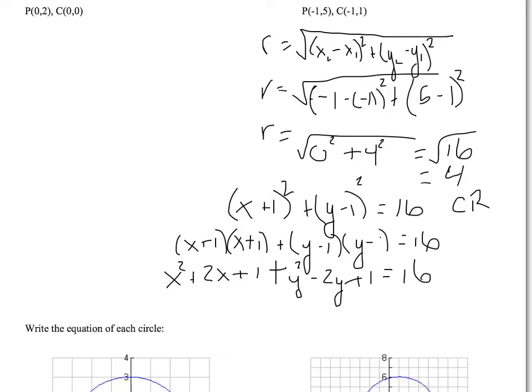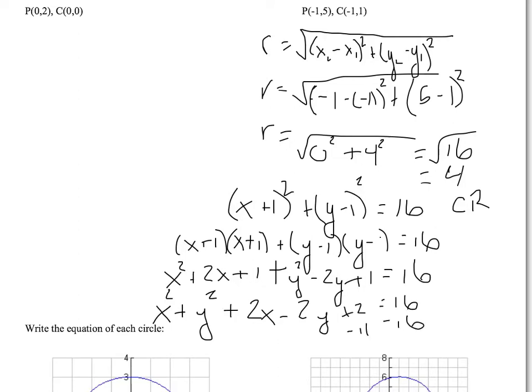Now in standard form, you have to write it highest power to lowest power as well as alphabetical. So x squared is the highest power. And then we have a y squared. And then the x is our next highest power, so 2x minus 2y. And then 1 plus 1 is 2 equals 16.